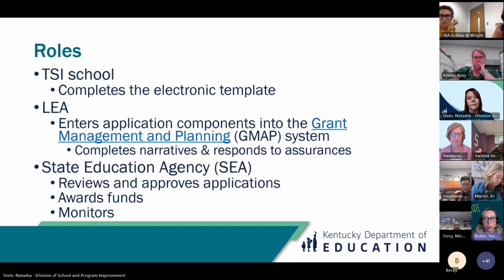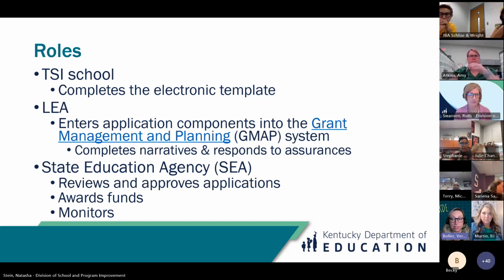School improvement funds require cooperation between several different role groups. At the school level, there will be an electronic template used to initially fill out the application. We're going to dive into that template a little bit later, but it is important to note that this is not a job that's just for the principal or the administration team. This is not something for them to do alone. Various stakeholders should be involved in the process, including the school turnaround team.